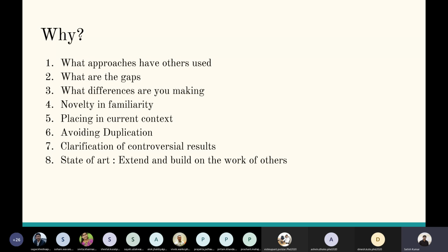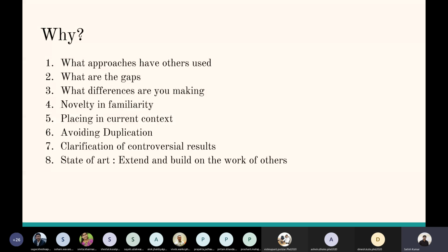There are different types of gaps as well that we will be seeing in detail in the further slides. Okay. So what are the different approaches that have to be used, right? So what are the different gaps?